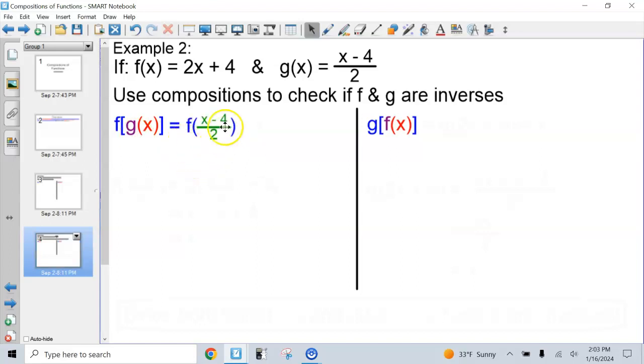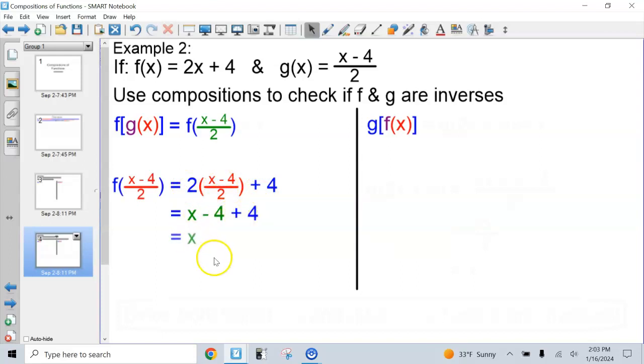Now go to f and plug in x minus 4 all over 2. So I plug in, I multiply, the 2 and 2 cancel, so just the numerator, x minus 4 plus 4, the 4's combine, so you just get x.